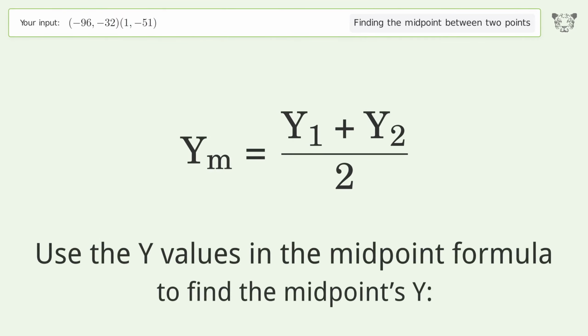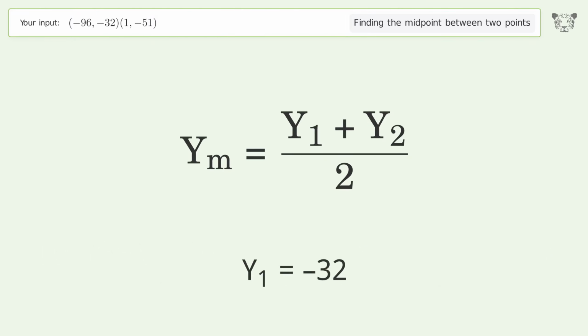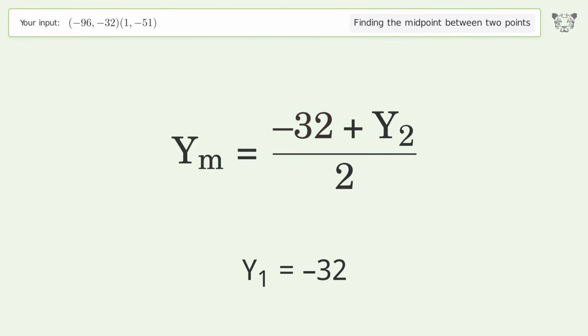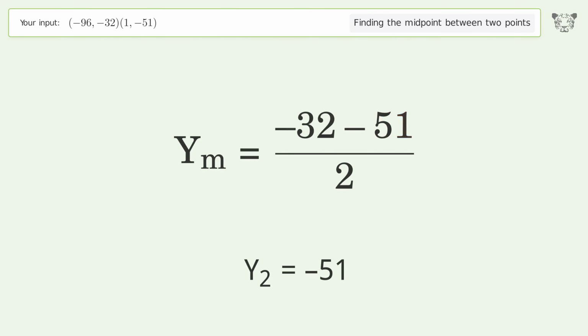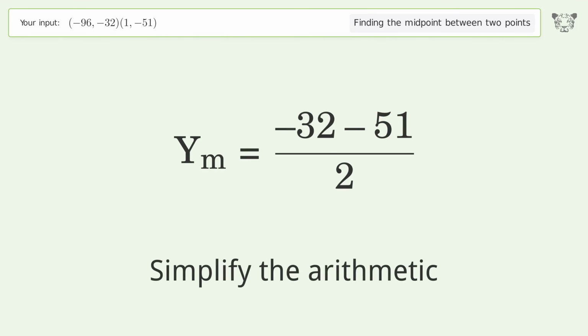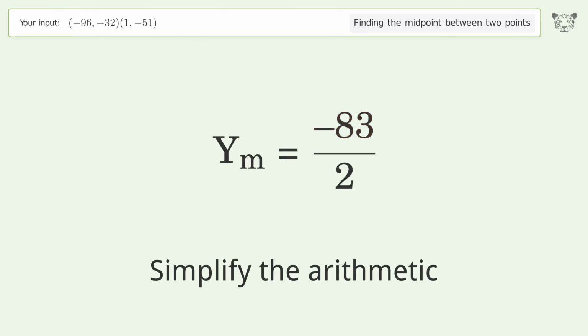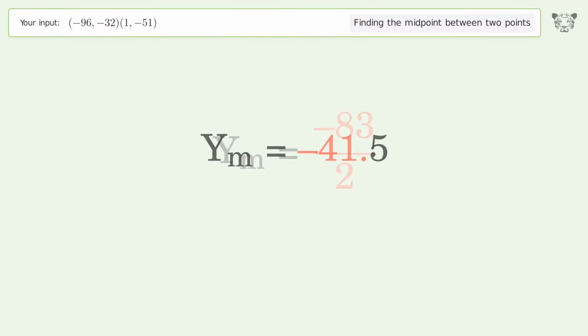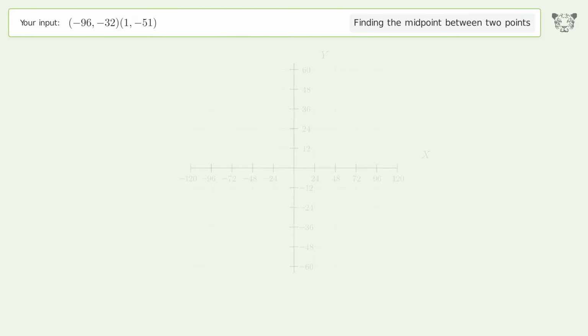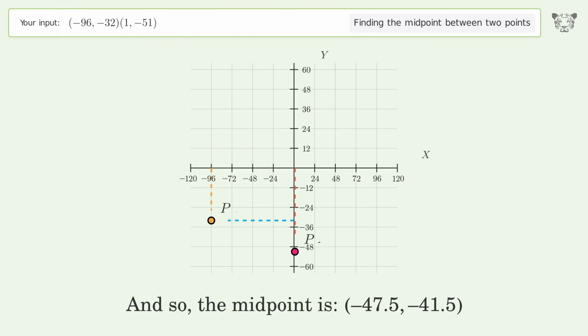Use the y values in the midpoint formula to find the midpoints y. y1 equals -32. y2 equals -51. Simplify the arithmetic. And so, the midpoint is -47.5, -41.5.